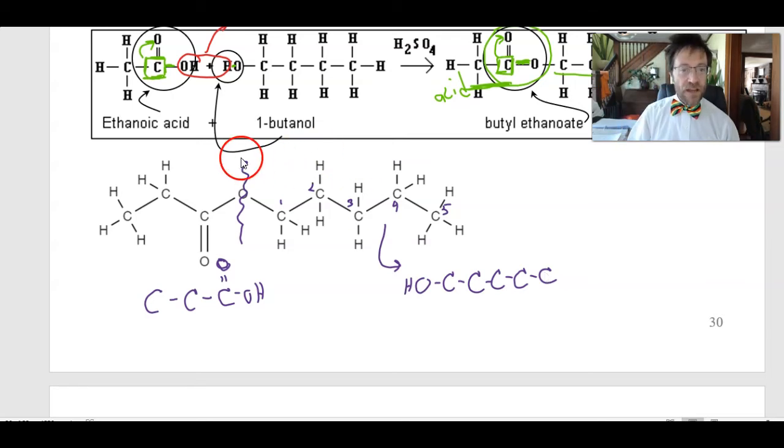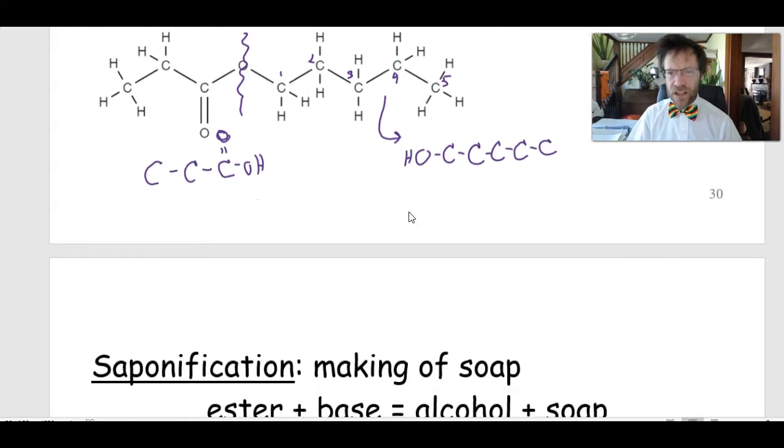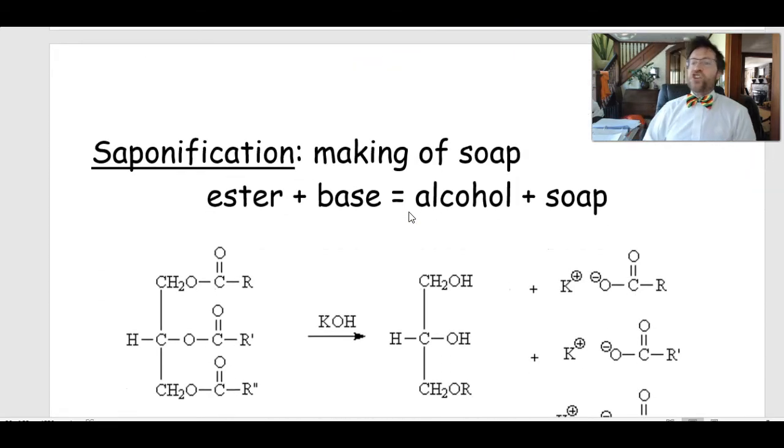Again, when you have your ester, you're going to split it down the oxygen. The side with the double bonded oxygen, that came from the acid, and the side without the double bonded oxygen, your alkyl group, your branch, that came from the alcohol. Lovely. Moving on. Saponification.